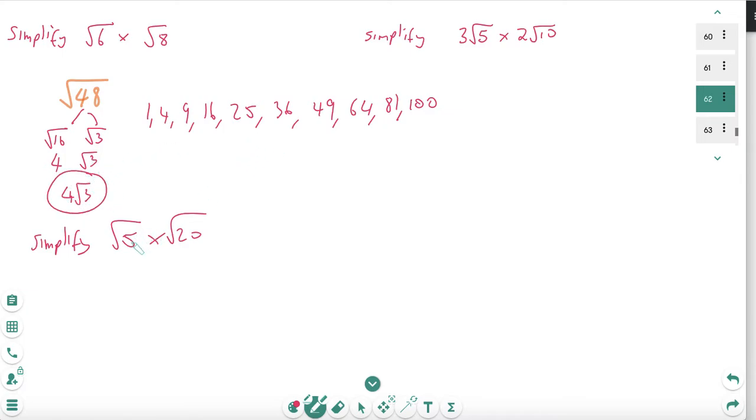Next one, simplify root 5 times root 20. Well, 5 times 20 is 100, so root 100. The square root of 100 is just 10. That's just the final answer. Nice, easy. The square root of 100 is 10.